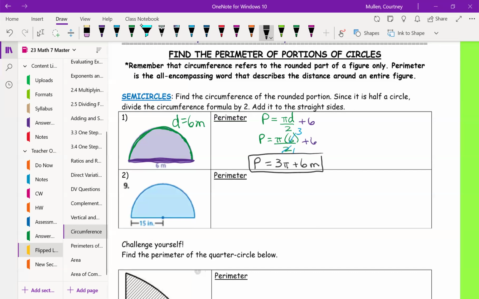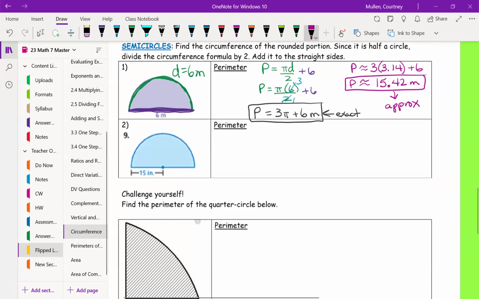Now, 3 pi and 6 are unlike terms, so I cannot add them. However, I can get an approximate value of our total figure. So we take our perimeter. We have 3 pi, so we'll approximate pi this time to 3.14. Adding on the 6. So I'm going to multiply 3 times 3.14 in my calculator, hit equals, then hit plus 6. Did you get your answer as approximately 15.42 meters? Great job.